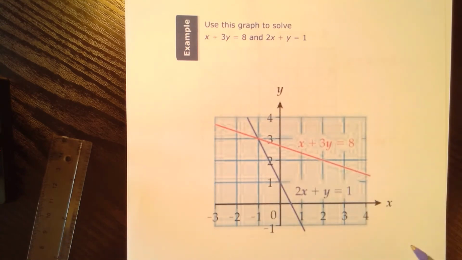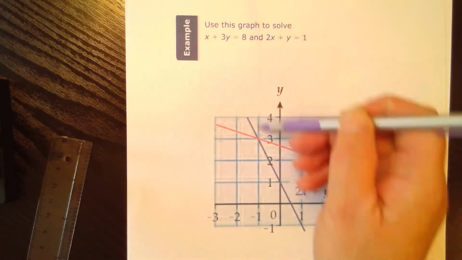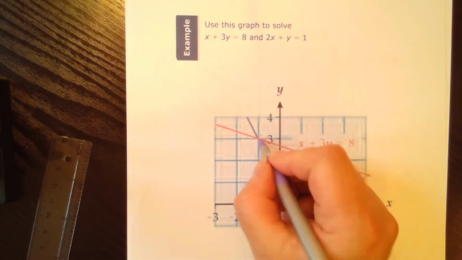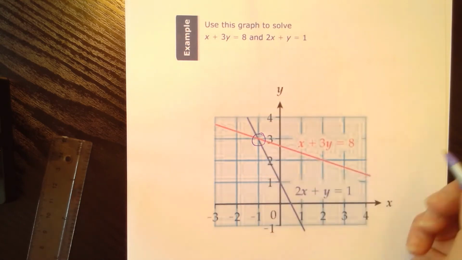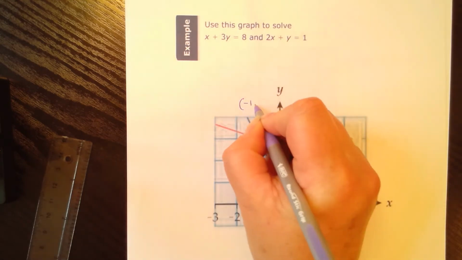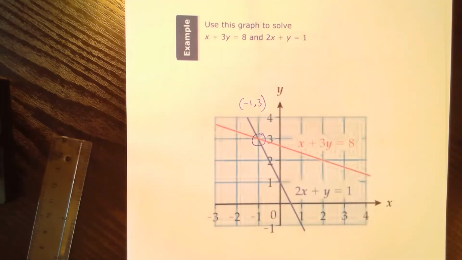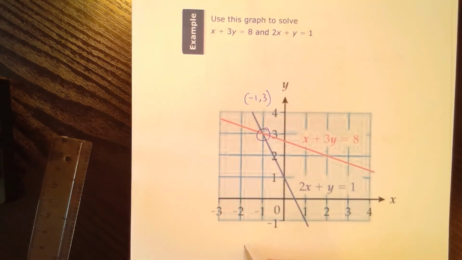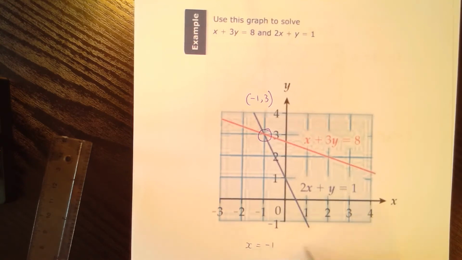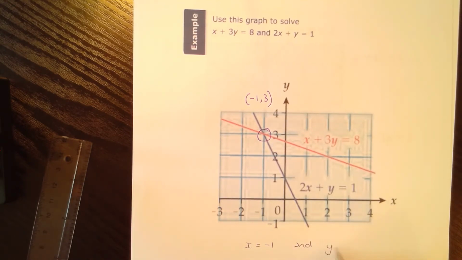So look for the point of intersection. The red line, x plus 3y equals 8, intersects the bluish line, 2x plus y equals 1, at this point here. The coordinates of that point are negative 1, 3. They are the coordinates of the point of intersection, which means the solutions to our simultaneous equations should be x is equal to negative 1 and y is equal to 3.